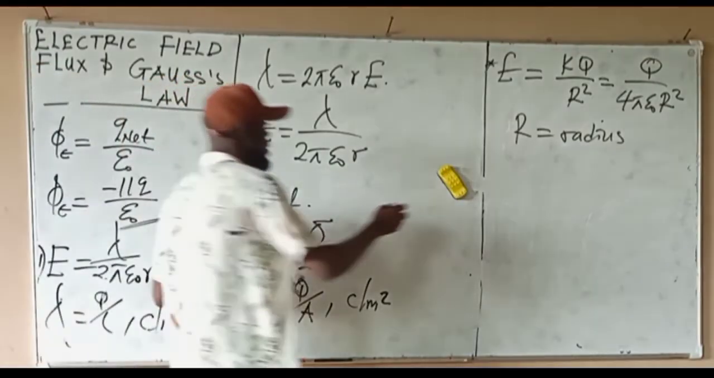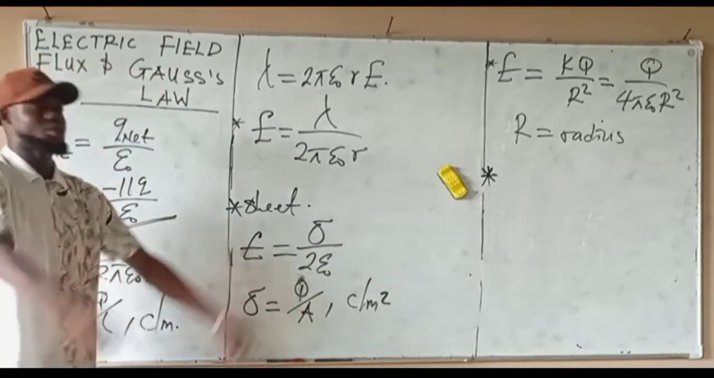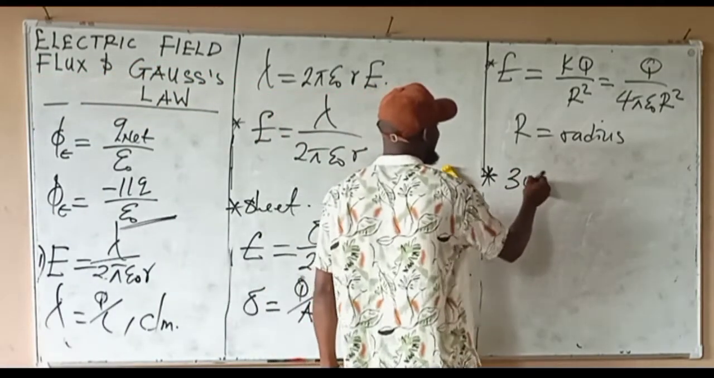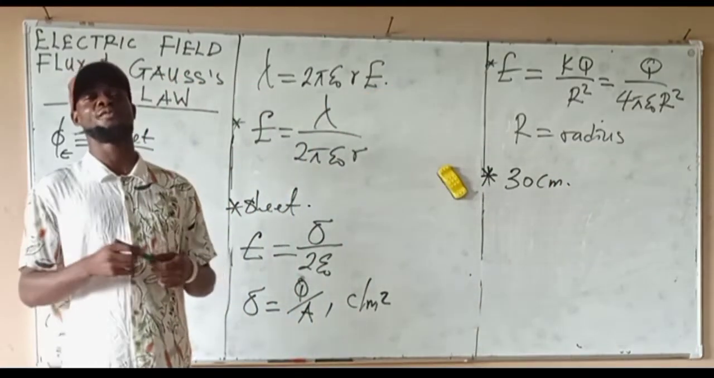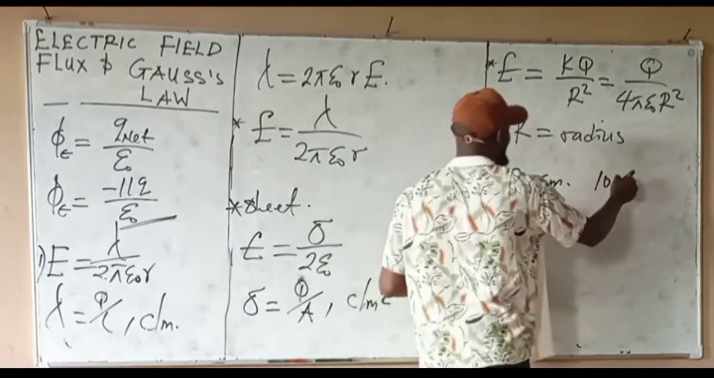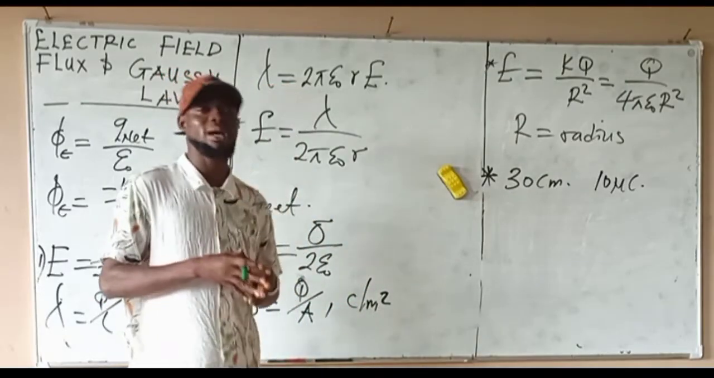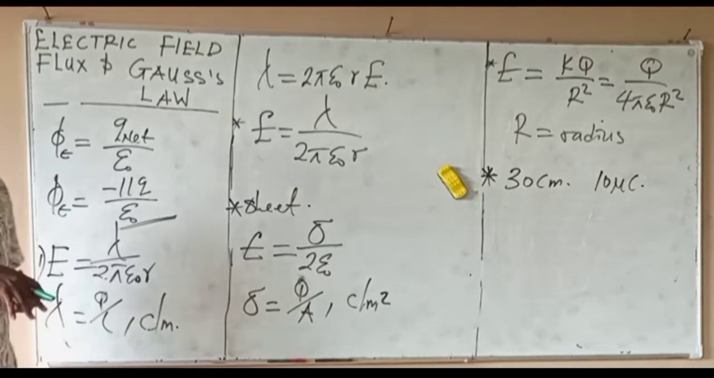Now, let's look at this question. Question 1. A sphere of radius 30 cm holds a total charge of 10 microcoulomb.